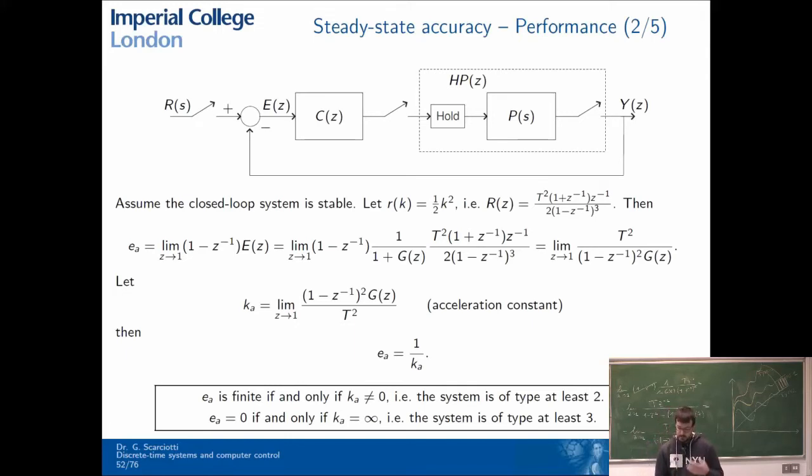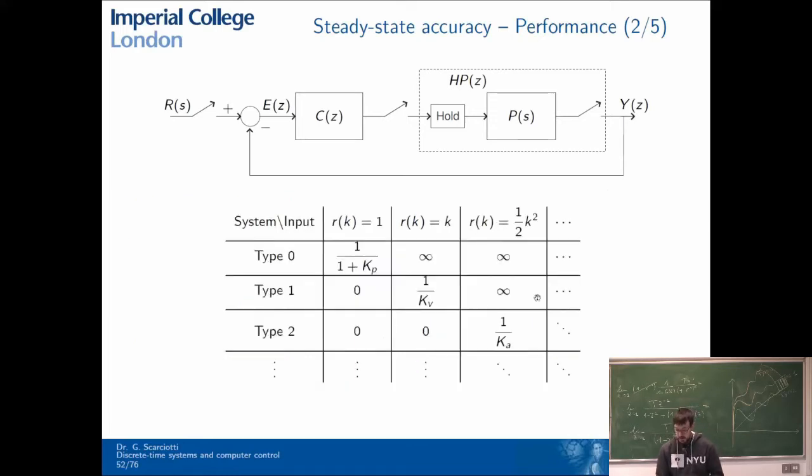Okay? And this analysis can be extended to any type of polynomial reference, and we obtain this table. Okay? So we see that the steady-state error will be the following, depending on the type of the system and on the type of reference. If the reference is the unit step, then for a system of type 0, we have a constant error, and for a system of type greater than 0, we have a 0 steady-state error. For ramp references, we have this situation, and so on. And you see how this table can be extended.